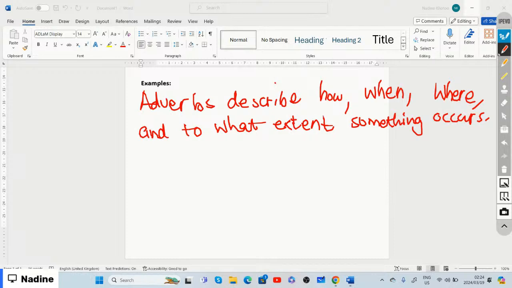Then we have adverb of place, right? And we see that adverb of place provides information about the location of the action. So where is the action taking place? And there we can also link the adverb that tells us where to the adverb of place. It can tell us the position, the distance, as well as the direction.